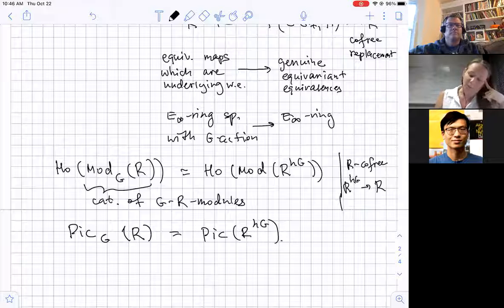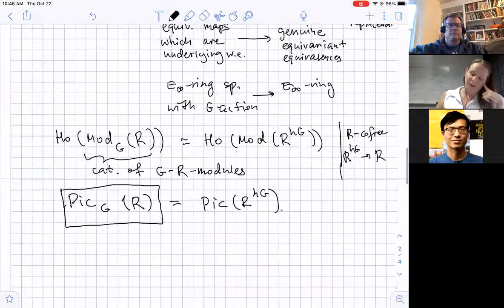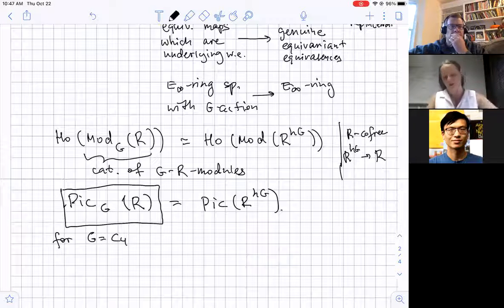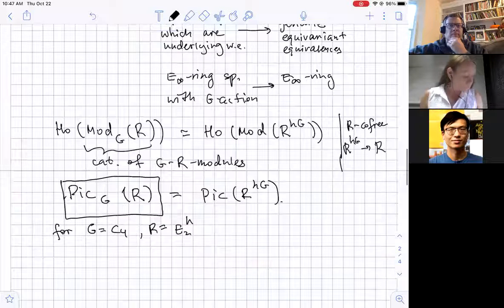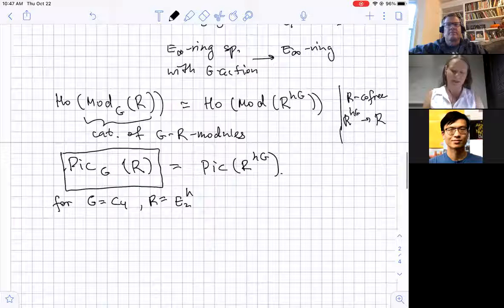All right, so this was all to get us to the point where we start studying this. We will specialize later, but for now I'll just keep the notation R and G. So we'll specialize later to the case G equals C4 and R equals the co-free replacement of the second Morava E-theory. Okay, great.